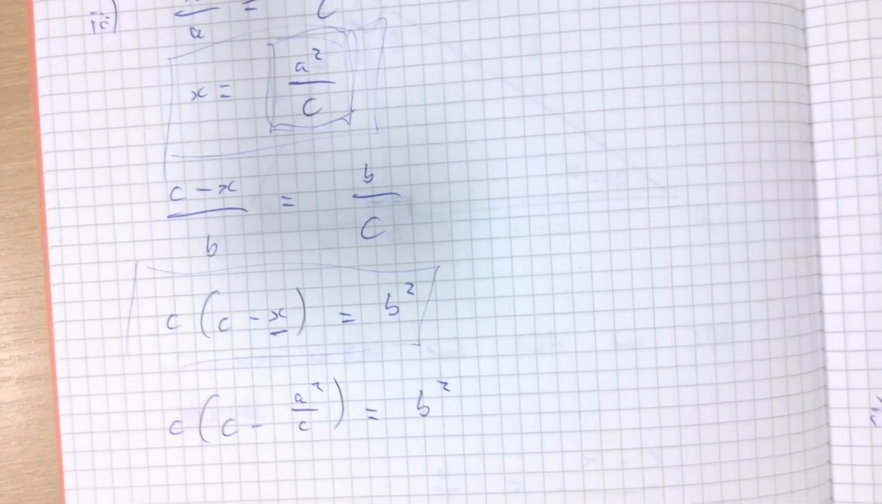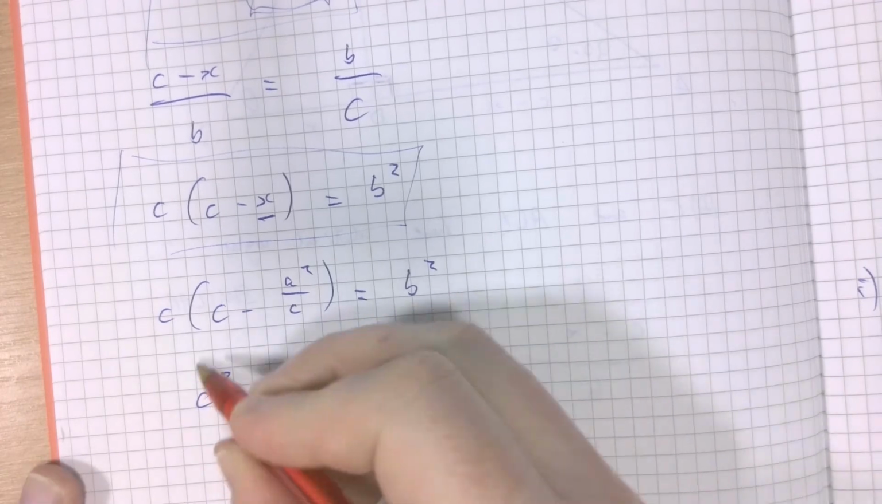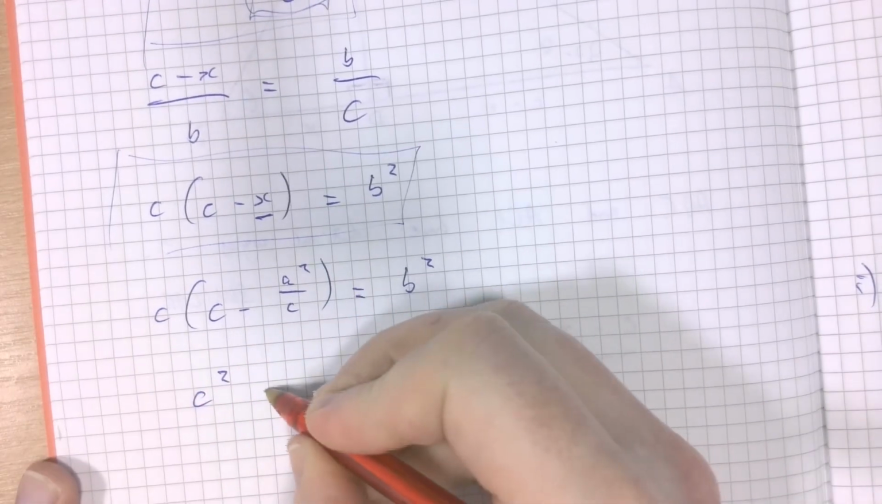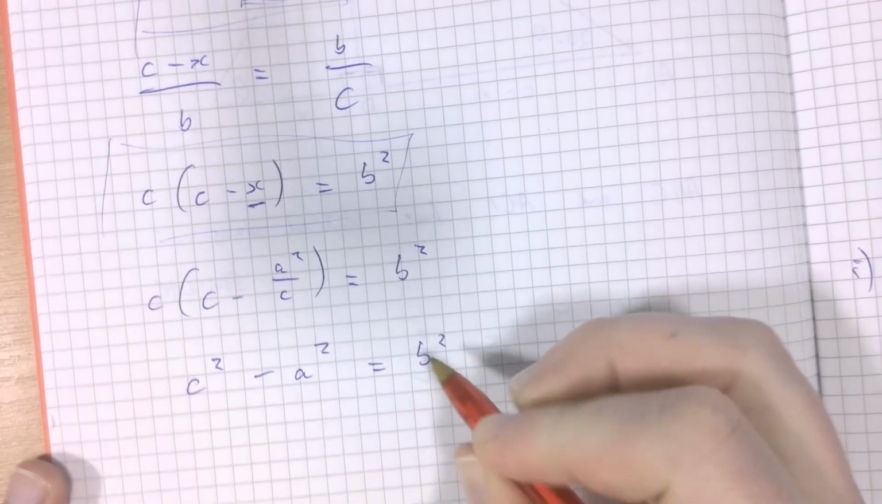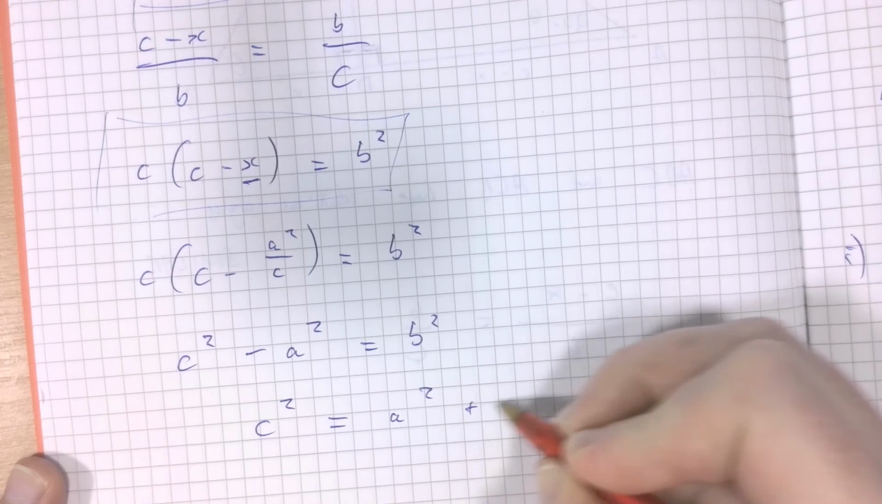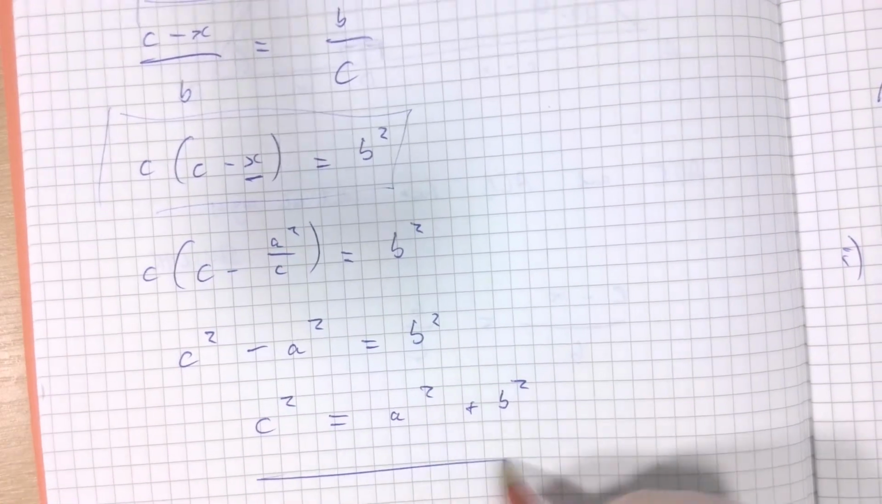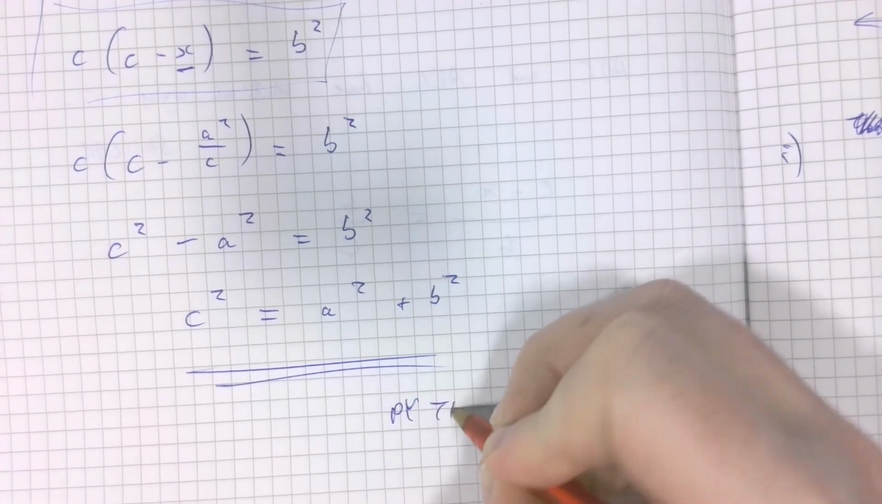Let's multiply this out and see what happens. c times c is c squared. c times negative a squared over c is minus a squared, and then equals b squared. Hang on, let's add a squared to both sides. c squared equals a squared plus b squared. We, my friends, have just formally proved Pythagoras' Theorem.